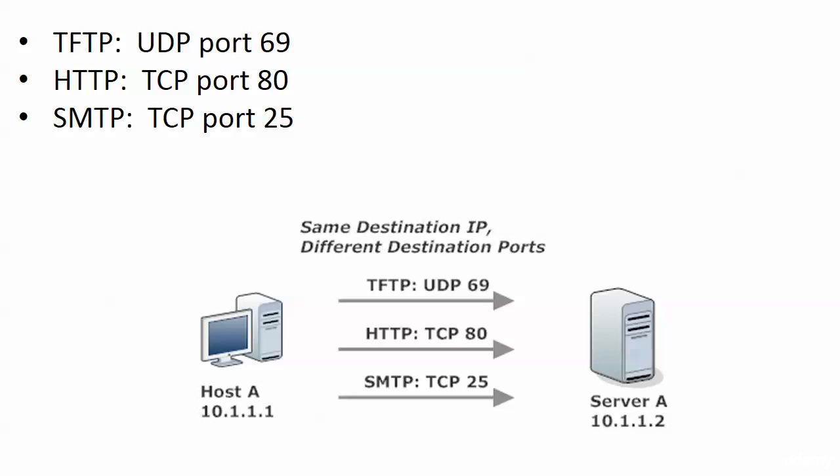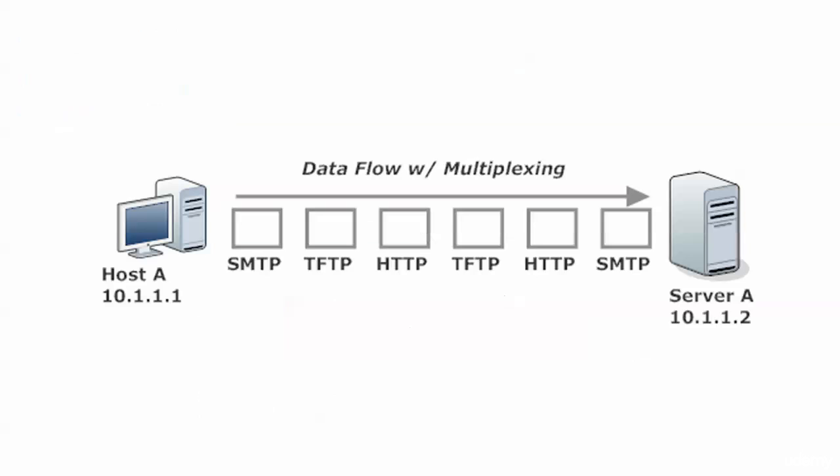So when data comes in on UDP port 69, the server always knows, okay, that's TFTP data. I know how to handle it. Something comes in on TCP port 25, the server knows SMTP, it knows exactly how to handle it. And that's where the port numbers come in.